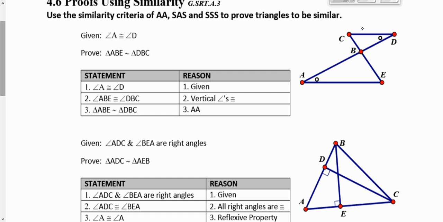Do not confuse the three methods of proving similar with proving congruent, okay? It's not congruent sides we're looking for, proportional. So there's our first example.